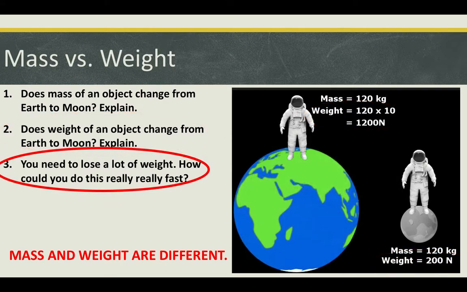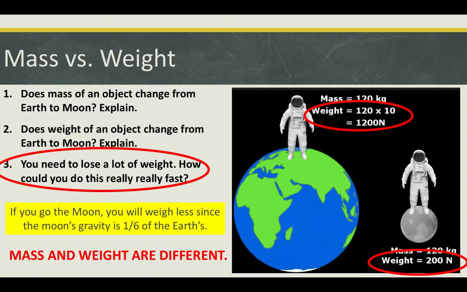Okay, this next question is kind of a silly question. If you wanted to lose a lot of weight, how could you do it really fast? Well, since your weight is related to the gravitational field strength, if you go to the moon, then you're going to weigh 1/6 of what you do on the Earth. Your mass is still going to be the same. You're not going to be any smaller, but your weight will be dramatically lower.